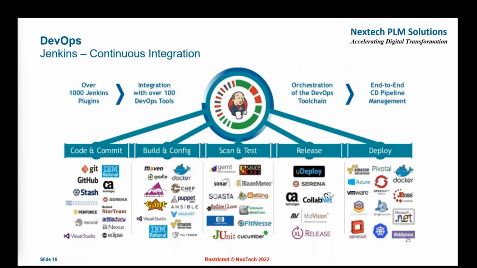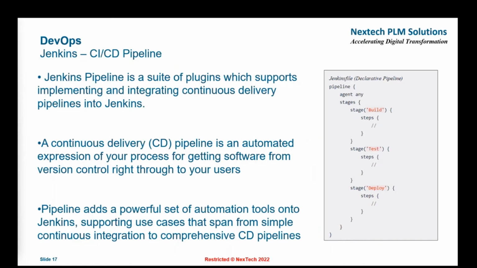Sonar is basically used. Likewise, there are other tools. For release, you have other tools for releasing your build, and finally deploy. For deployment, again, you have tools like Docker, then OpenStack kind of tools which you can use. The important part that we will be seeing today is the CI/CD pipeline, the Jenkins CI/CD pipeline.